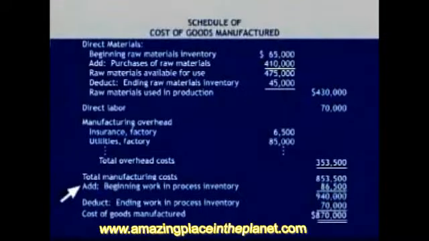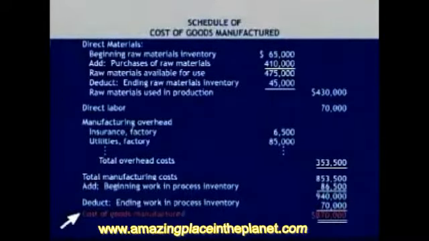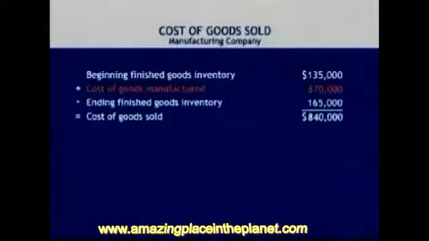Beginning work in process cost is added, and ending work in process cost is subtracted to arrive at cost of finished goods manufactured, which feeds into cost of goods sold on the income statement.